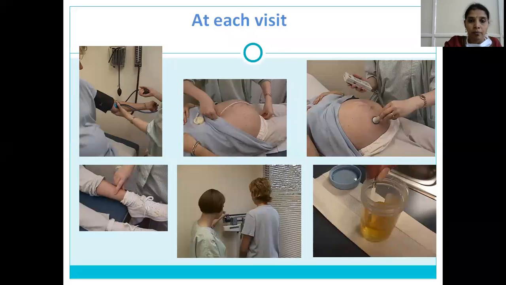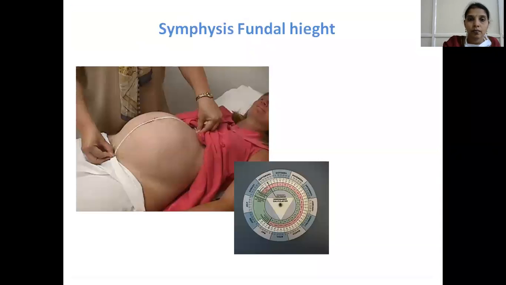Blood pressure measurement here. Here is the symphysis fundal height. We have to auscultate the fetal heart and measure the weight, and check urine for albumin. That is why urine for albumin is important, to predict any pregnancy-induced hypertension, and to predict infection. In case the albumin is high, we need to evaluate for any complication.